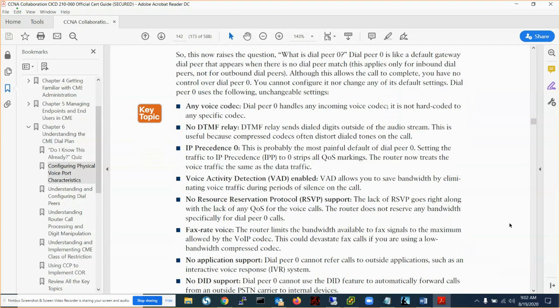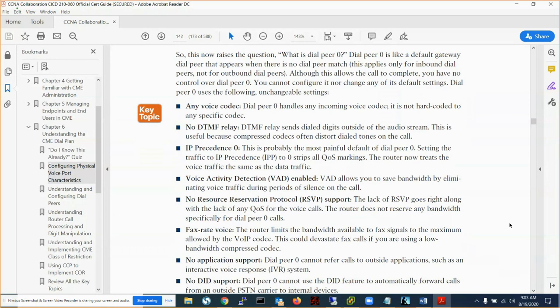You can't start from 0 because 0 is the system. From one up to however many thousands you could configure, you use as your dial pair number. With dial pair 0, you have no control. If I go into dial pair 1, I could put all kinds of different commands under there to tell it what codec to use, the destination, all kinds of different things to tell your router what to do. With dial pair 0, you have no control.